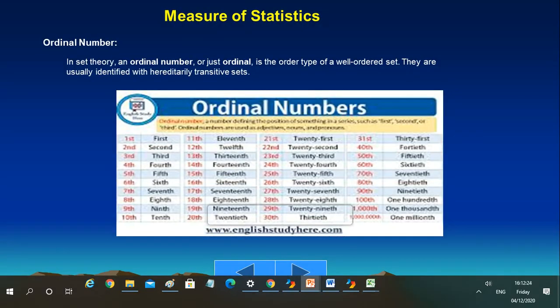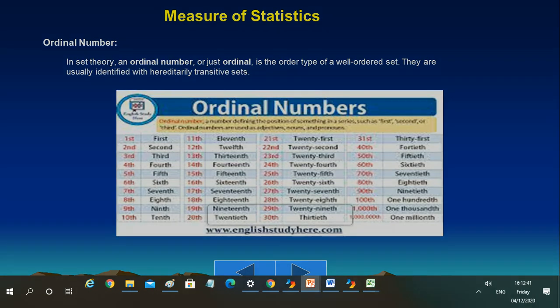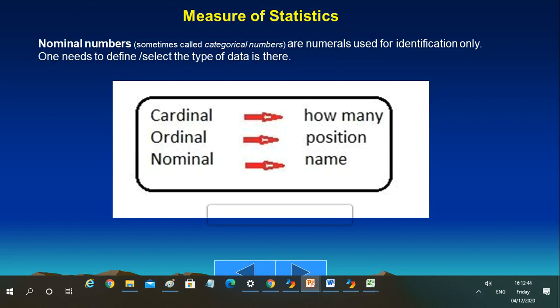Now then there is an ordinal number. In set theory, an ordinal number, or just ordinal, is the order type of a well-ordered set. They are usually identified with hereditary transitive sets. That is how you can say it is an ordinal number, which gives you a kind of ordered impression. Nominal numbers, sometimes called categorical numbers, are numerals used for identification only. One needs to select the type of data, whether it is cardinal, ordinal or nominal, so that you can easily understand the difference between the types of data you have.